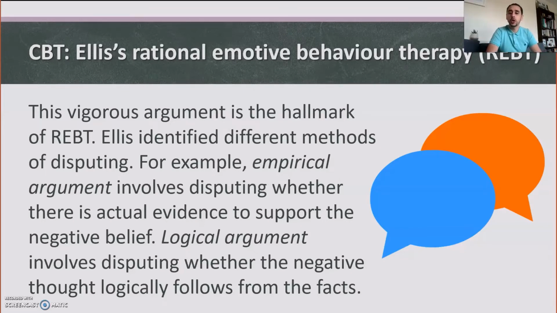And then also logical argument involves disputing whether the negative thoughts logically flow from the facts. Okay, so you said your friend ignored you and therefore you think they're mad at you and you've done something wrong. Have you done anything wrong? Right, is your friend mad at you for any particular reason? Right, let's use some logic here, alright? It's all about disputing those irrational thoughts, challenging that negative mindset.